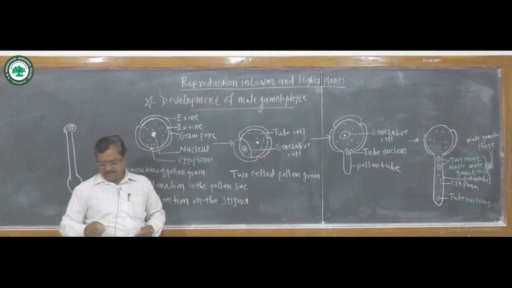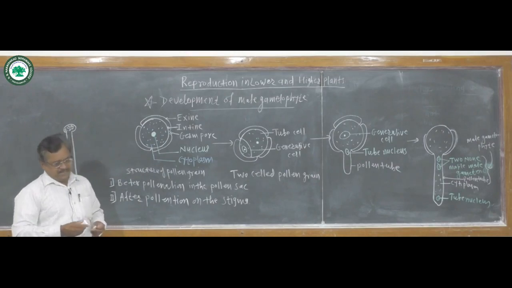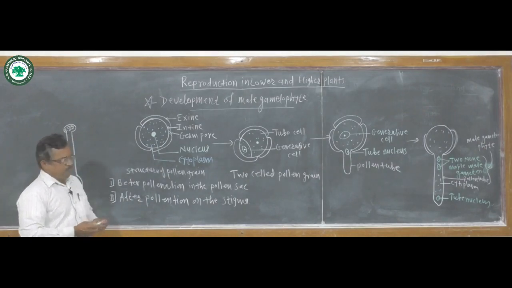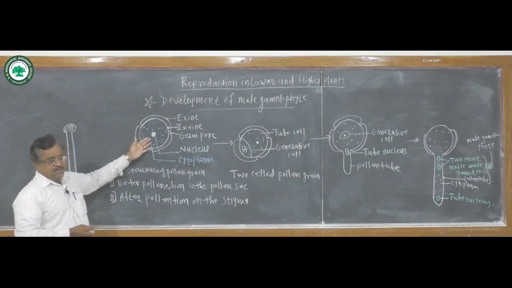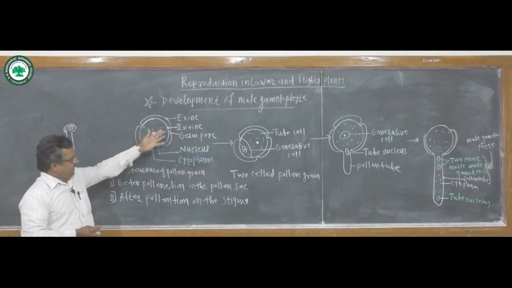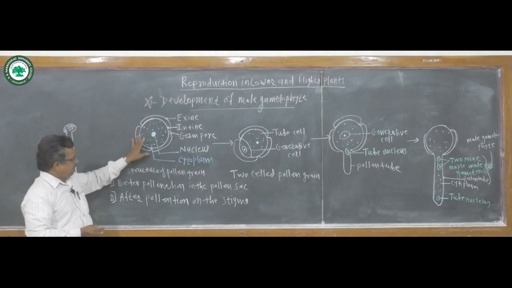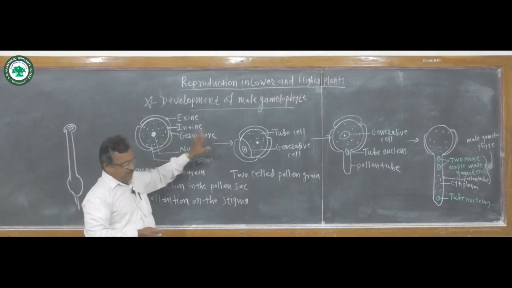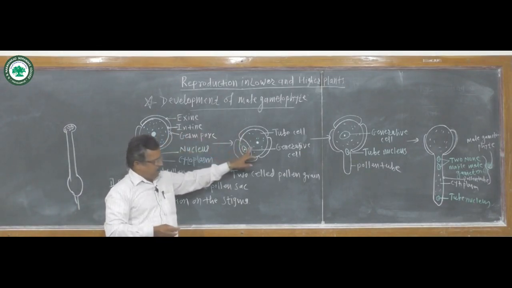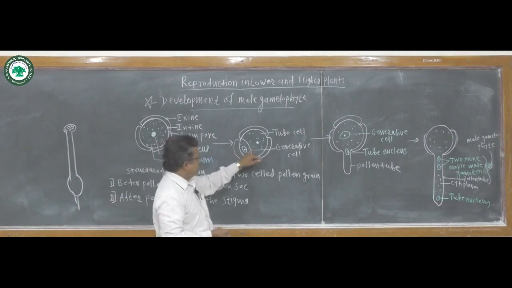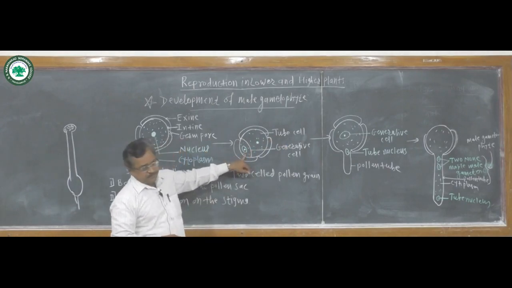In this way, the development of the male gametophyte is completed. How does the development of the male gametophyte take place? The pollen grains develop in the pollen sac. These pollen grains are unicellular, uninucleated, and undergo mitotic division. The protoplast of the pollen grain divides into two cells, a larger cell and a smaller cell. The larger cell is called the tube cell, the smaller cell is called the generative cell.